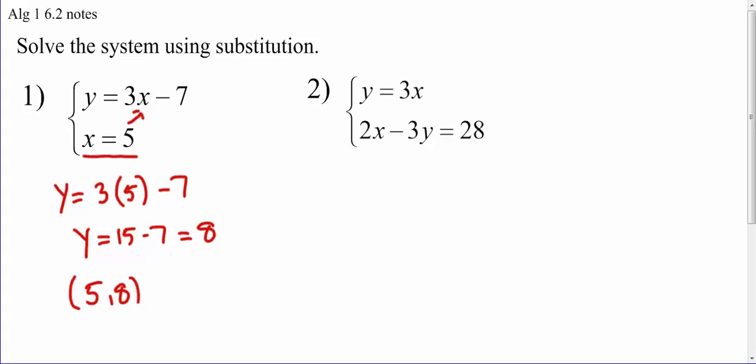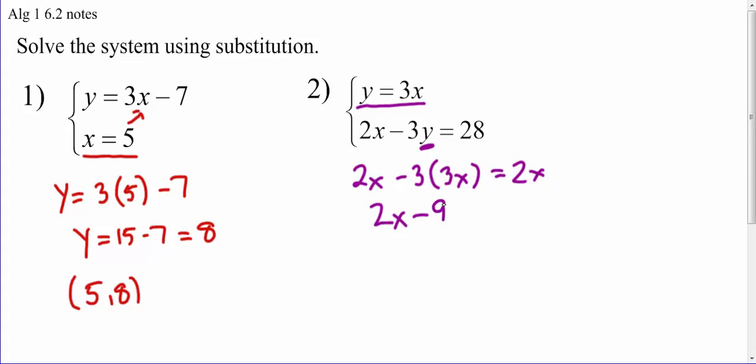Some of them are not quite as simple, although I would say this number 2 is a bit of an in-between step. This is good. We've already solved for y. It's y equals 3x. We're going to plug that in. 2x minus 3. And now note that we have a y here, but I want to substitute it. Instead of writing y, I'm going to write 3x is equal to 28.